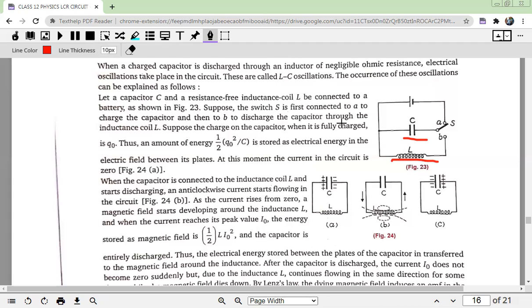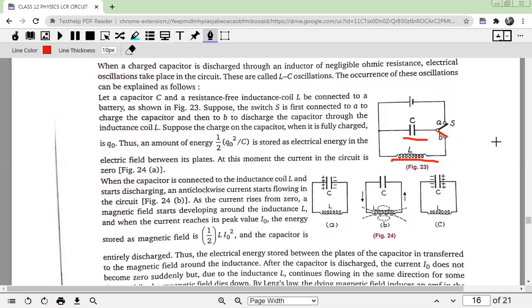And during this interconversion of energy, current increases from 0 to a peak value, then becomes 0, then it reverses direction, and in the same way, once again it becomes maximum, and finally it becomes 0. There will be a variation of the current. You can see here in the diagram, this is a capacitor, this is the inductor, and here there is a switch S, which can be connected towards A and it can also be connected towards B.